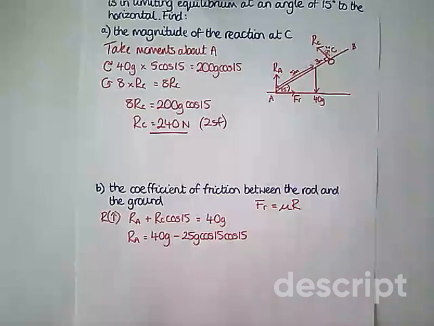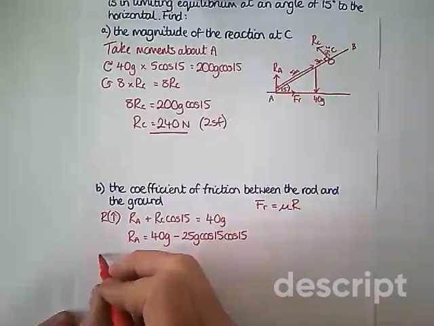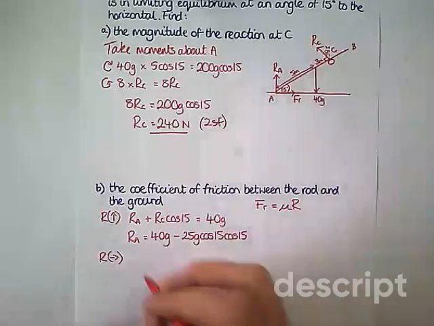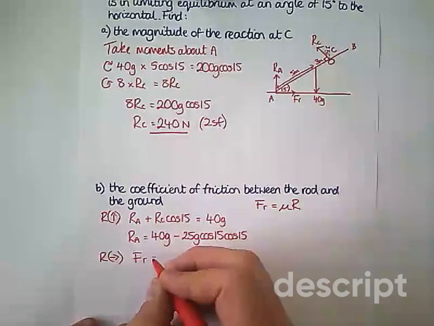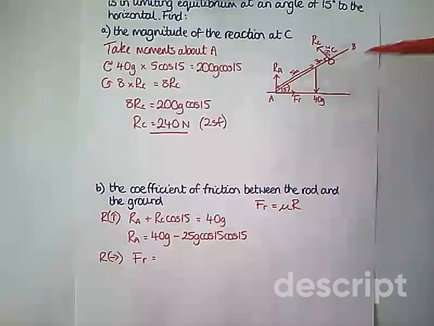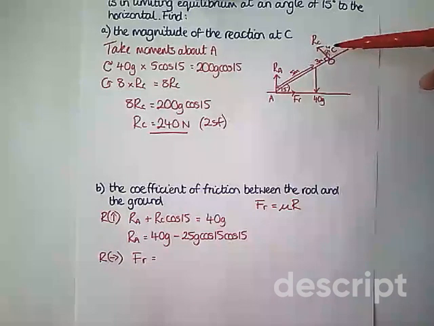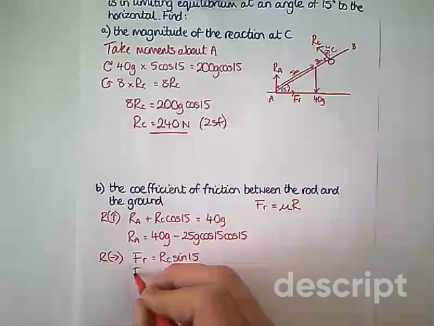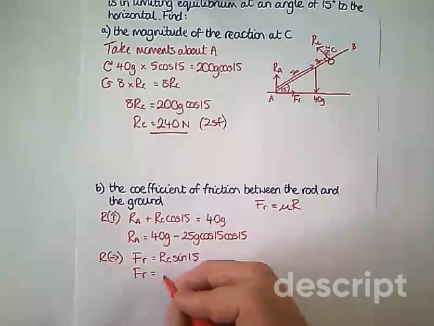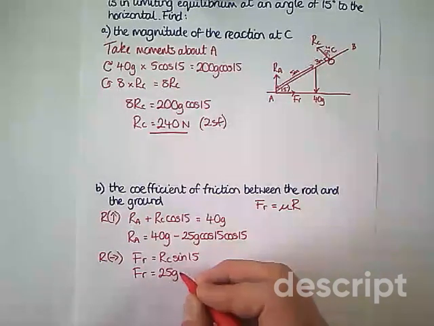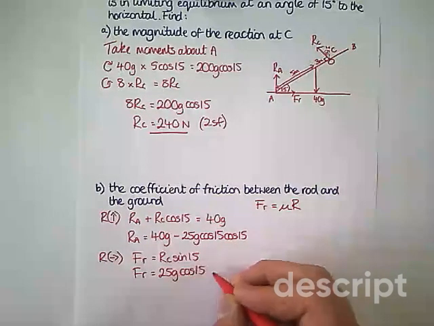Now I need to find the friction at A. So I'm now going to resolve horizontally. So all of my forces going to the right, which is the friction, must equal all of my forces to the left, which is the horizontal component of that reaction force at C. So that's going to be RC sine 15. Again, I'm just going to use my exact value, 25G cos 15, and now times that by sine 15.